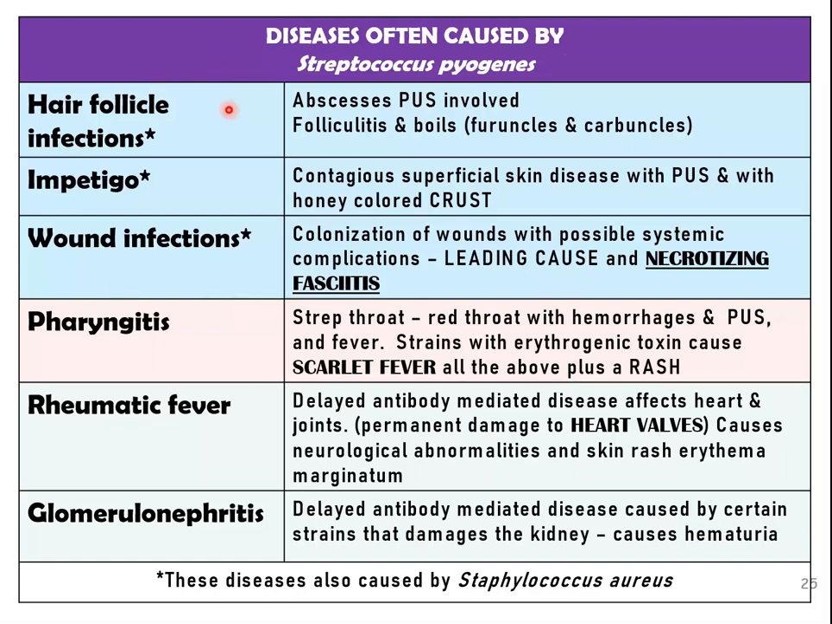And so we already talked about those hair follicle infections, abscesses. We talked about impetigo and wound infections when we discussed Staphylococcus aureus. We're going to throw in necrotizing fasciitis on this one. And then Streptococcus also causes these other diseases when they are located in particular body regions and make certain toxins.